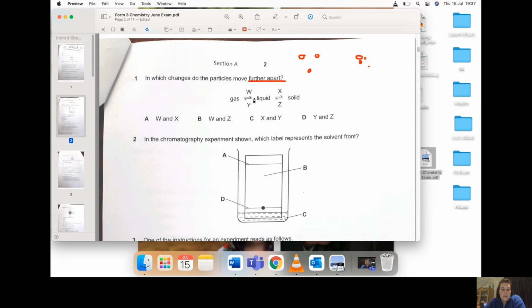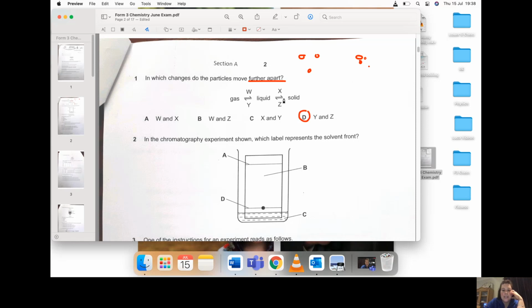If you look at the top line, W and X, W is going from a gas to a liquid. You are condensing, so your particles are getting closer together. X is going from a liquid to a solid. Again, you're getting closer together. If we look at the bottom line, going from a solid to a liquid, they're moving slightly further apart. And going from a liquid to a gas, they're moving even further apart. So that is why your answer is D.